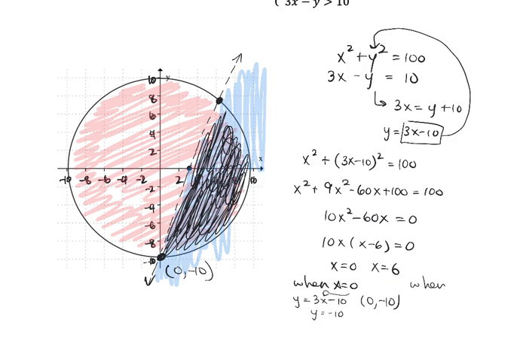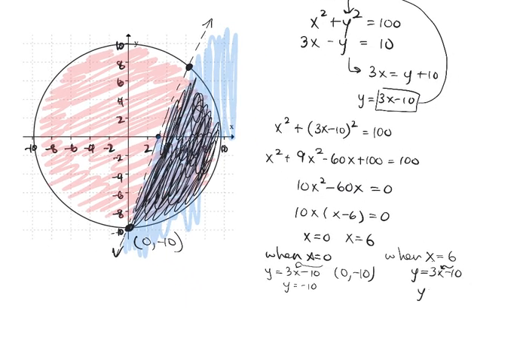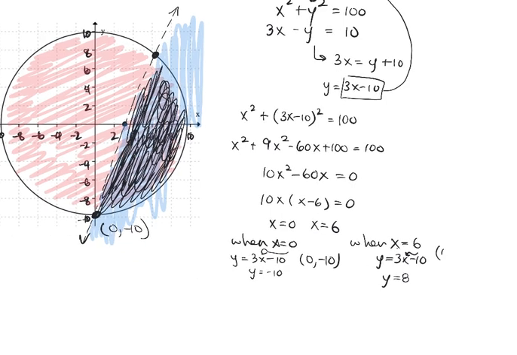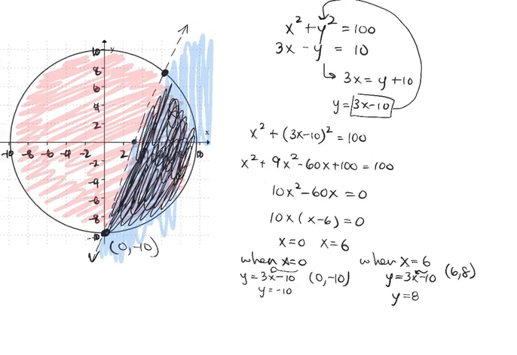When x is equal to 6, we have y equals 3x minus 10. So if you plug in a 6 for x, that's 18 minus 10, so y equals 8. So the point is 6, 8.